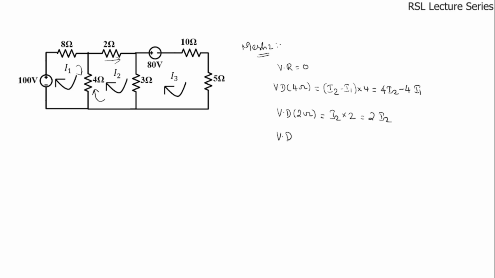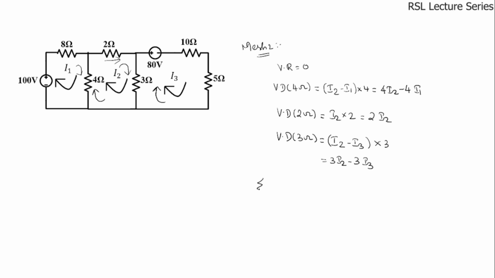So next voltage drop across the 3 ohms resistor. So this 3 ohms resistor is lying in between mesh 2 and mesh 3. So here I2 is flowing in the downward direction and I3 is flowing in the upward direction. Both these currents are in the opposite direction. So the net current flowing through this 3 ohms resistor is I2 minus I3 or I3 minus I2. So we are considering mesh 2. So we have to write it as I2 minus I3 multiplied by 3. So this is equal to 3I2 minus 3I3.